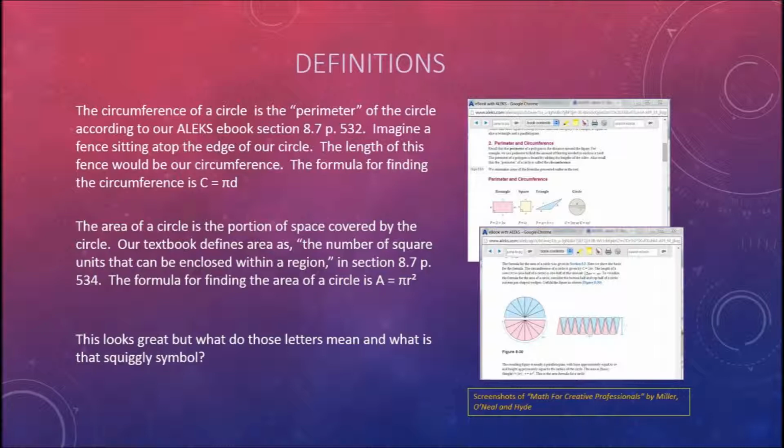Imagine a fence sitting atop the edge of our circle. The length of this fence would be our circumference. The formula for finding the circumference is C equals pi times d.